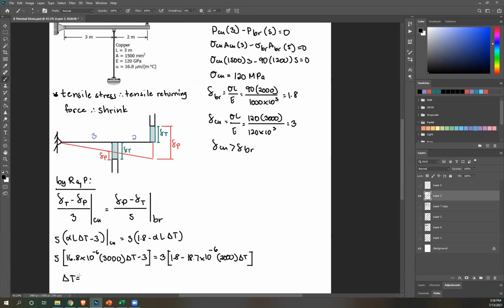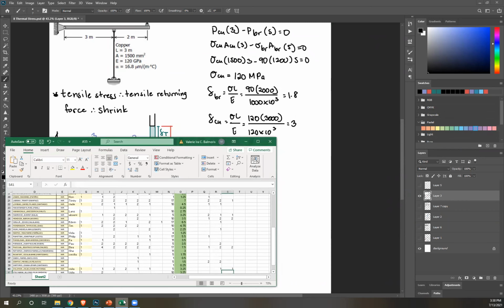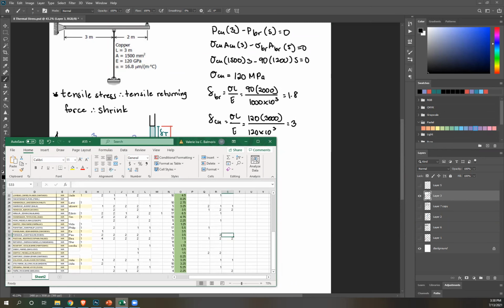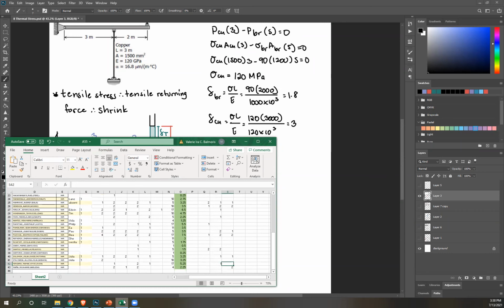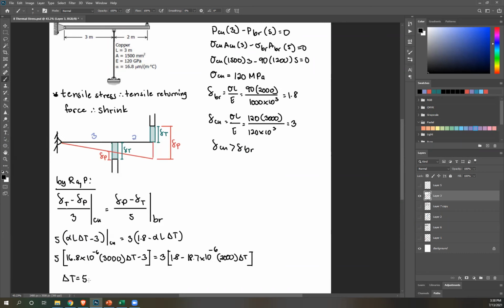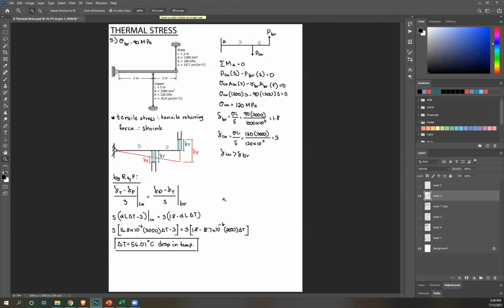All right. Correct, Pauline and Vianney. 56.01 degrees Celsius. And then our answer is positive, therefore correct assumption. It is shrinking, therefore this is a drop in temperature. Okay, and that is number 5.